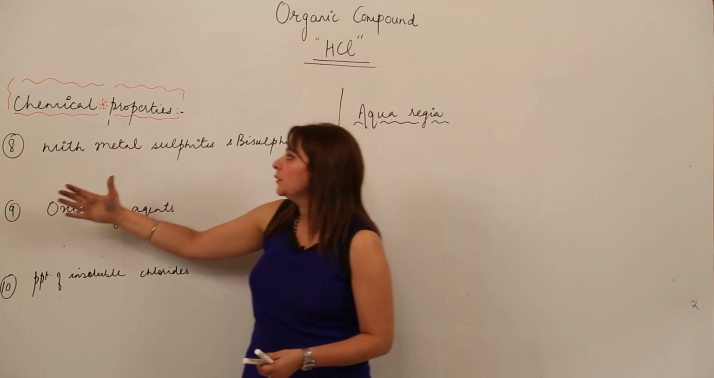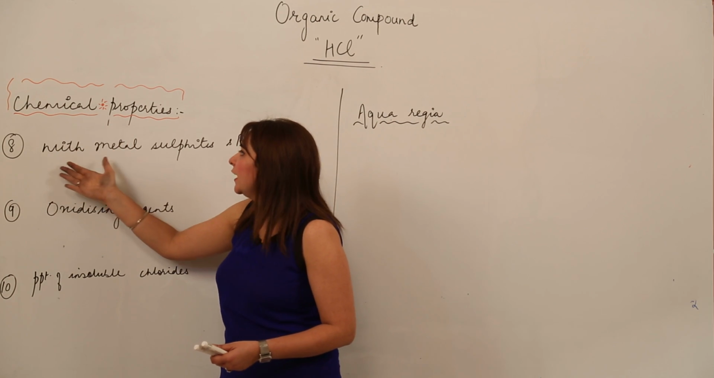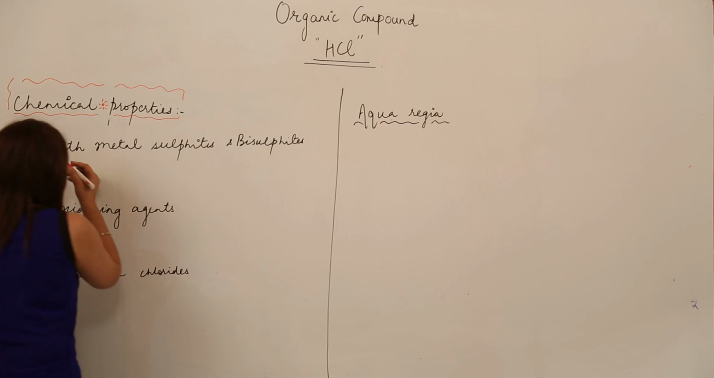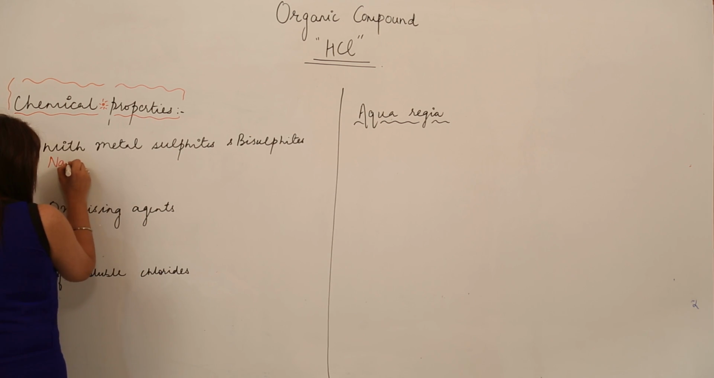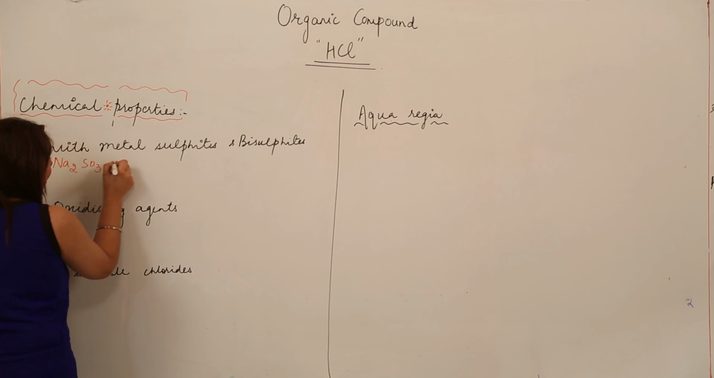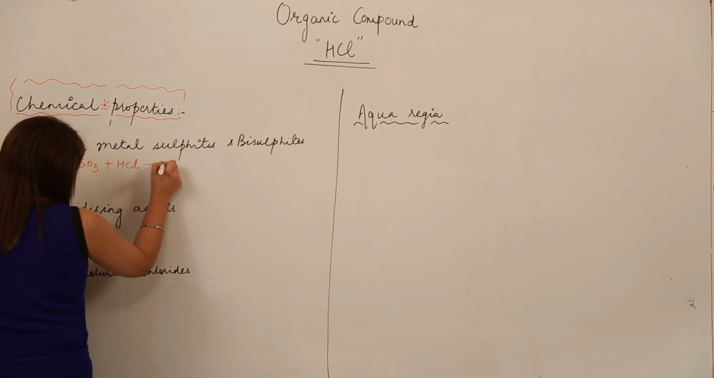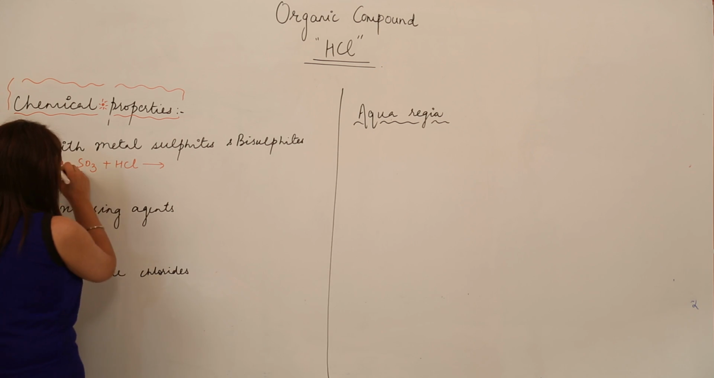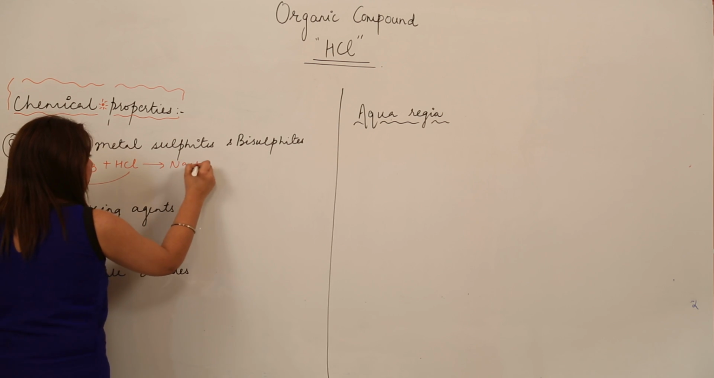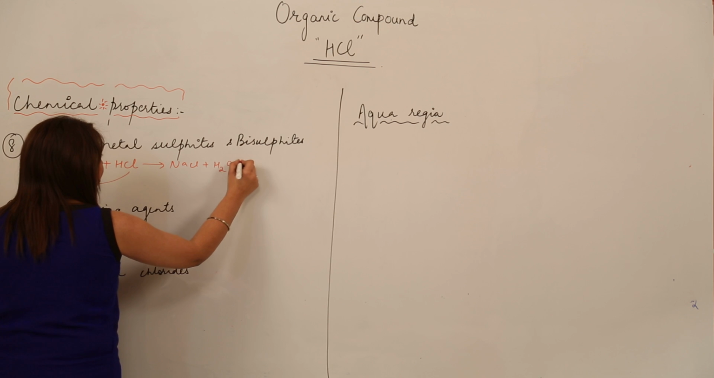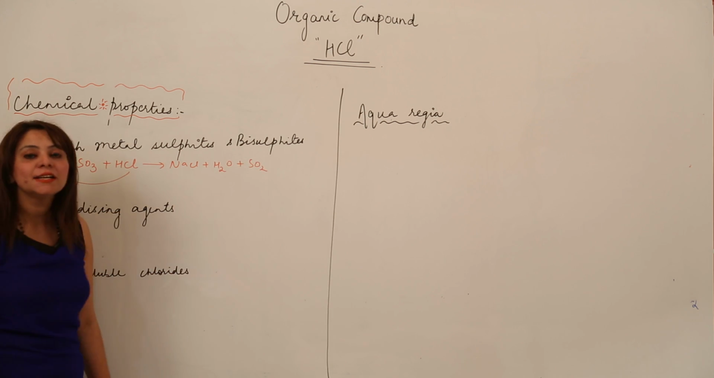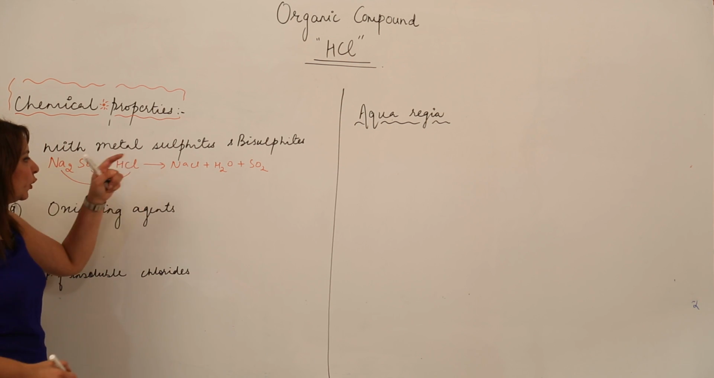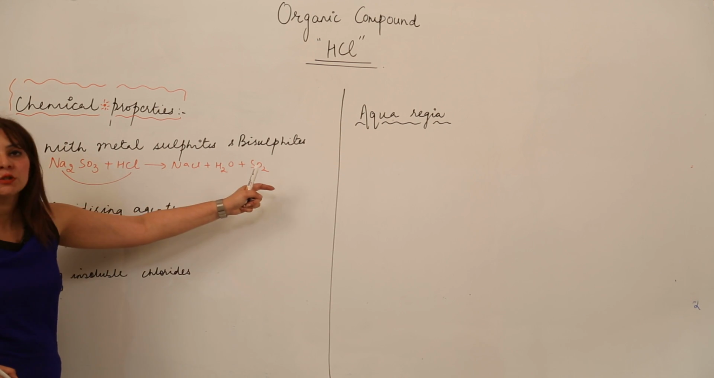Now the 8th property is the reaction of HCl with metal sulfides and bisulfides. Suppose I take sodium sulfite, which is Na2SO3, and I react it with hydrochloric gas. Obviously, again it is a double displacement reaction. So what is going to form? NaCl plus water vapor, and what gas will we get? We'll get sulfur dioxide. So SO3 gets converted into SO2. So it forms NaCl, H2O and SO2.